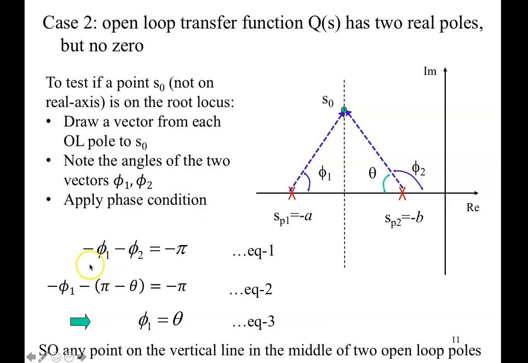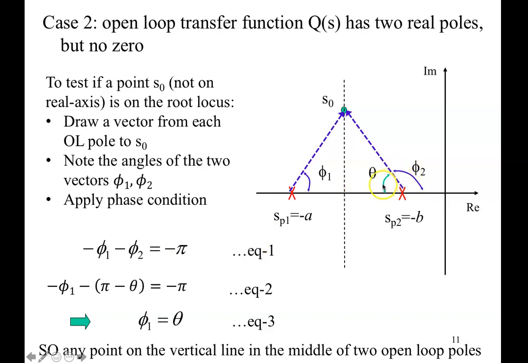So we have this relationship here: minus phi 1 minus phi 2 equals minus pi. If we can find any point in the s-plane that meets that condition, then those points will be possible closed loop poles, or they are part of the RootLocus. So we need to find these conditions.